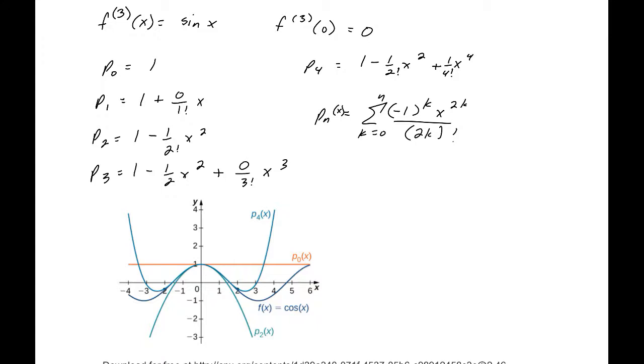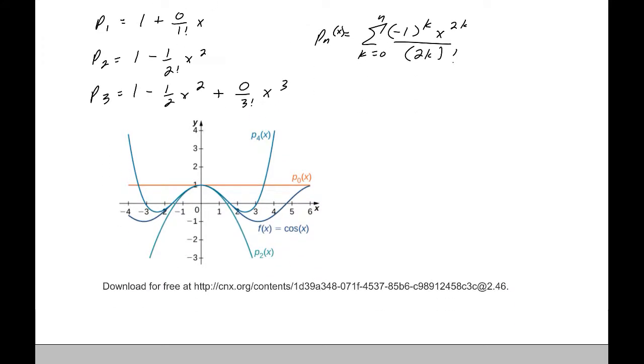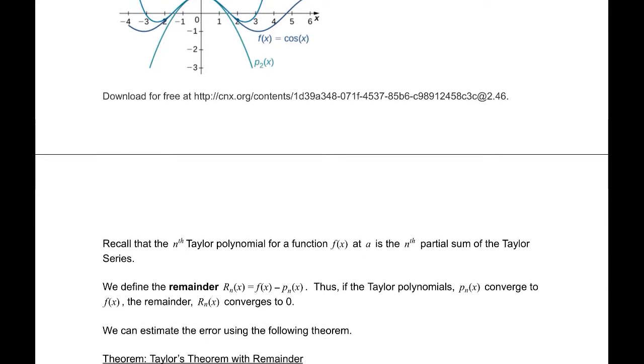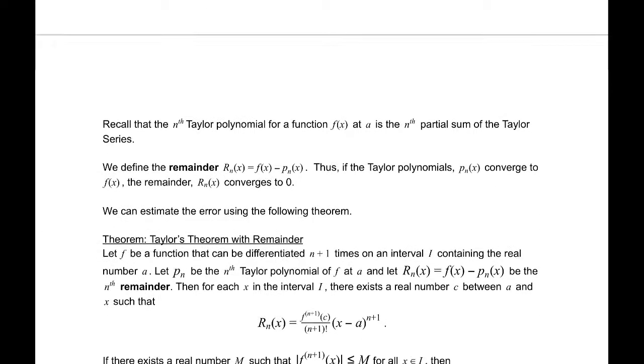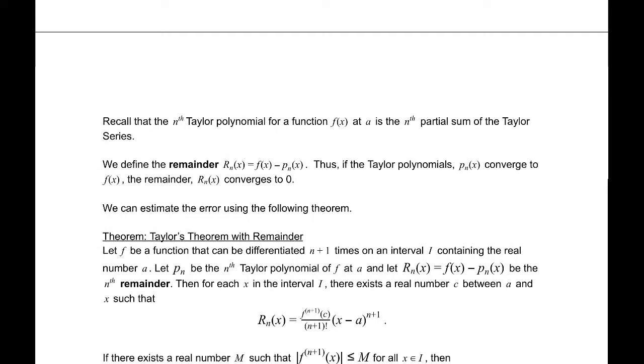How do we know that? And so we next come up to this idea. Recall that the nth Taylor polynomial is the nth partial sum. We define the remainder, Rn of x, to be equal to f of x minus Pn of x. Thus, if the Taylor polynomials Pn of x converge to f of x, the remainder converges to 0.